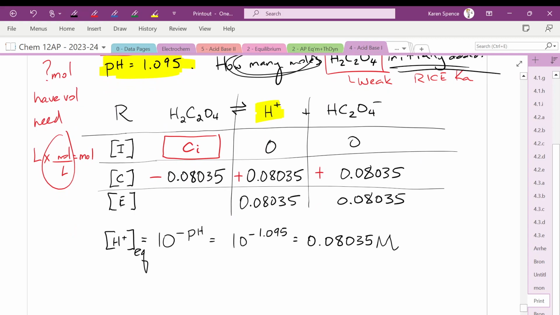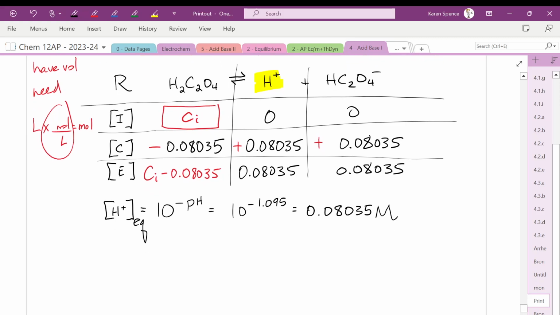So that's our unknown. And so we're going to have CI minus 0.08035. See if you can do the rest of the problem. All right? Try it out. I'll come around and check on you.